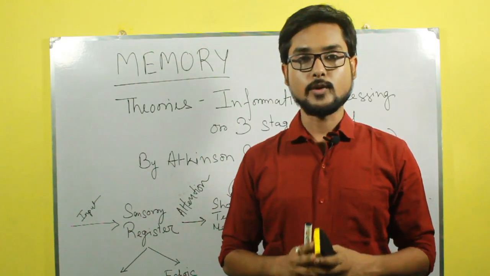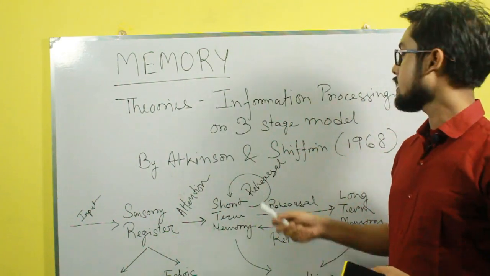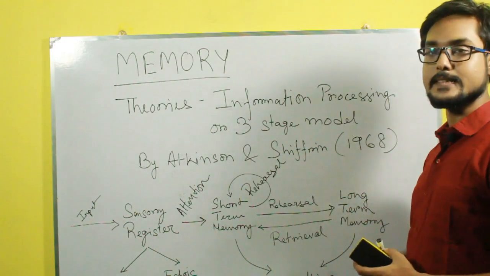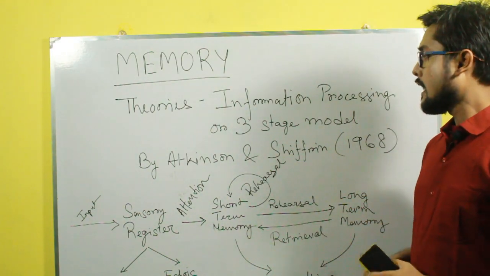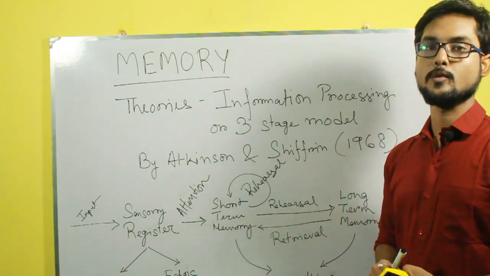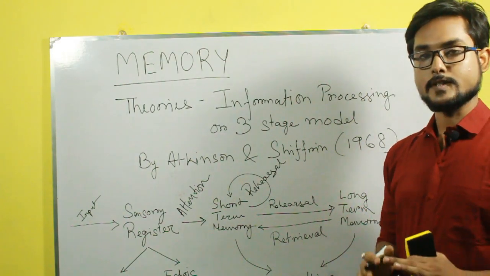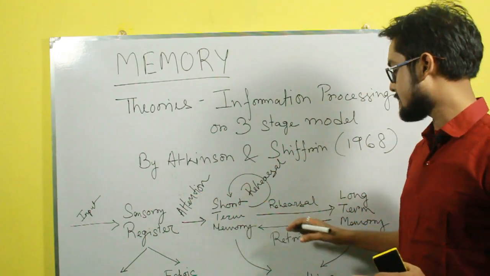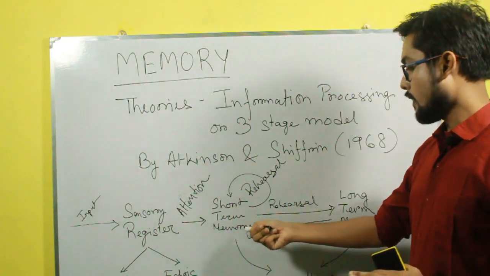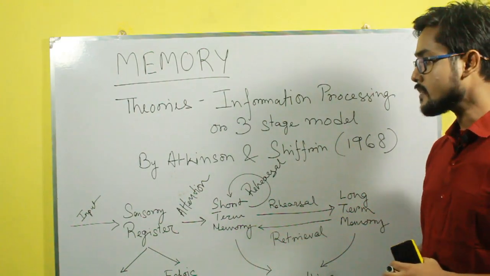The next theory that we will be discussing is the information processing or three-stage model by Atkinson and Shiffrin, 1968. Atkinson and Shiffrin built on the theory of the multi-store model. They broke down the memory process into three distinct stages. Number one is the sensory register, number two is short-term memory, and number three is long-term memory.